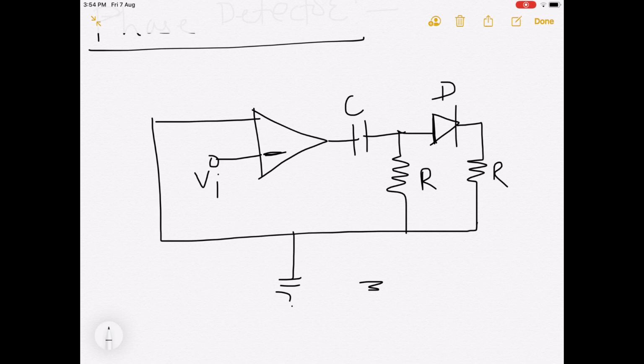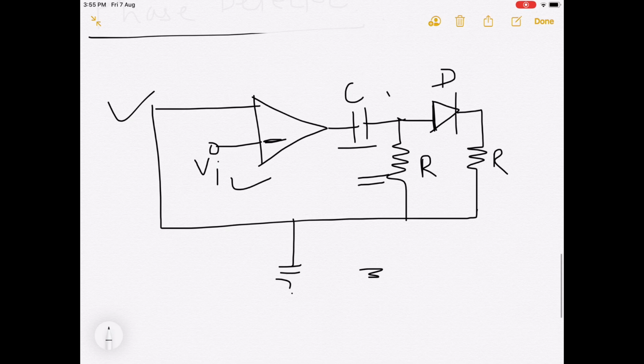So here input Vi is applied to the zero crossing detector. See, one input is grounded and one input is applied, that means this is a zero crossing detector. The output VO of the zero crossing detector is applied to the RC circuit. The RC circuit means a differentiator, and it is formed by RC. The differentiated signal, suppose the output signal here is VO dash, is applied to the diode.